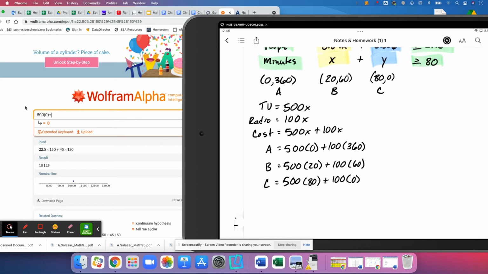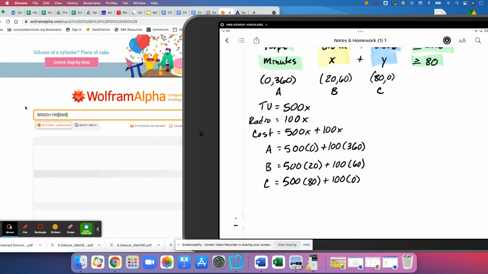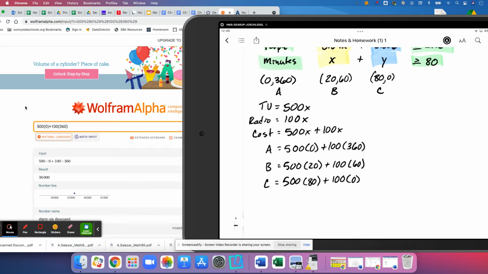We've got 500 times 0 plus 100 times 360. It's going to give us 36,000. It will cost 36,000 to do the campaign advertisements if that's the plan that we go with. Next, we have a mixture of TV and radio. It's going to cost 16,000 to do that. So again, everyone, a $20,000 reduction in cost, while we would still reach the exact same audience.